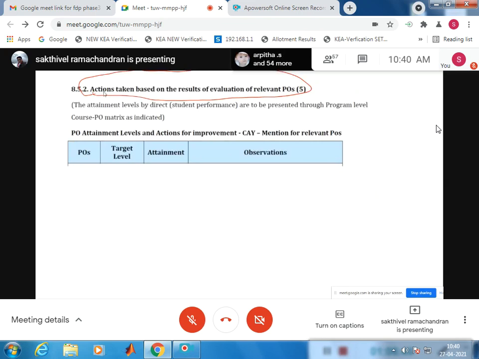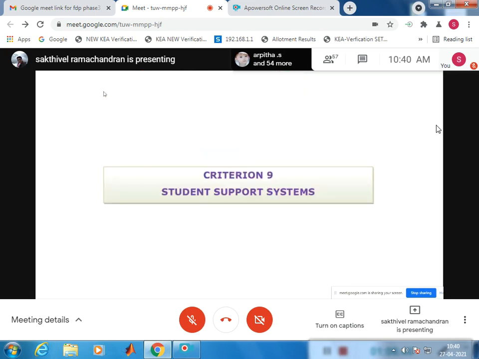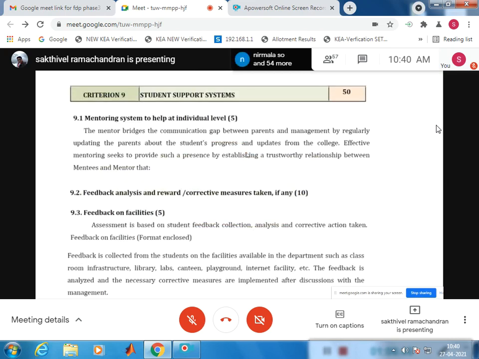So with this, criterion 8 is over. Criterion 9 is student support system. Basically it is 50 marks. It speaks about the mentoring system that helps the individual. You need to have a mentor, like a proctoring system, which builds a good relationship between the parent, student, and the mentor, so that the student becomes free enough to discuss the problem and is taken in the right direction to achieve his goal.